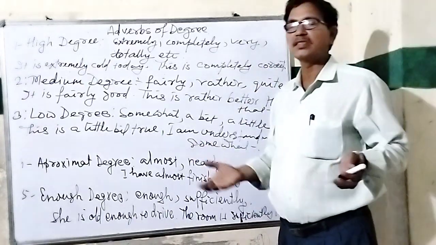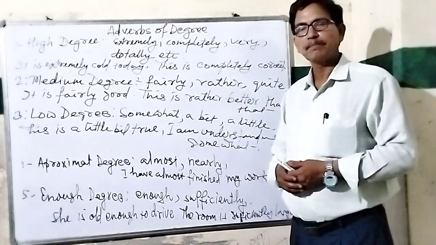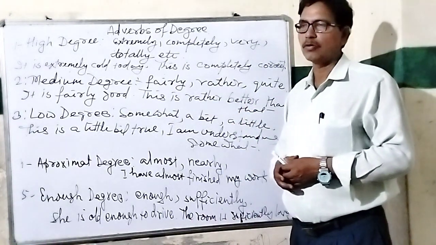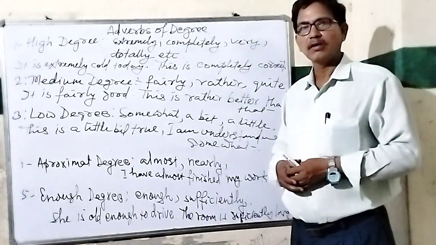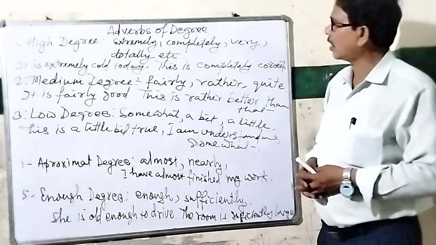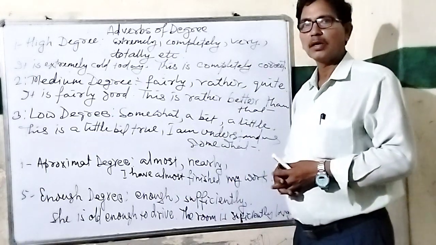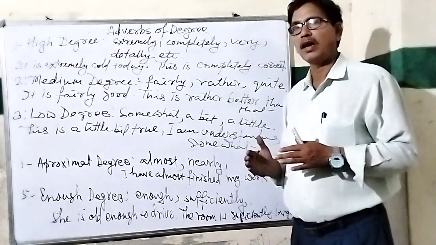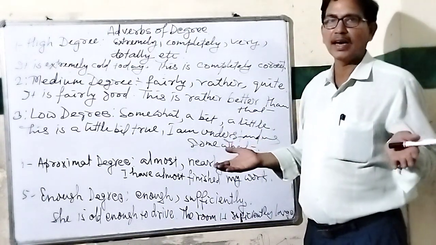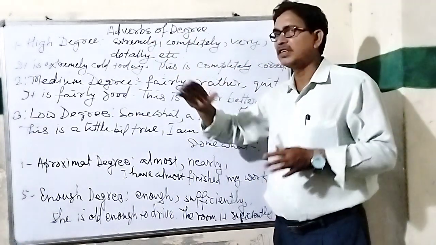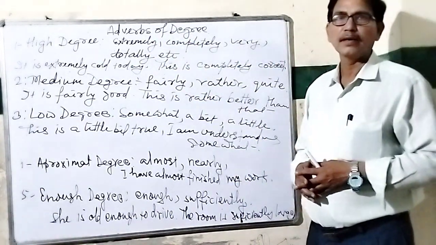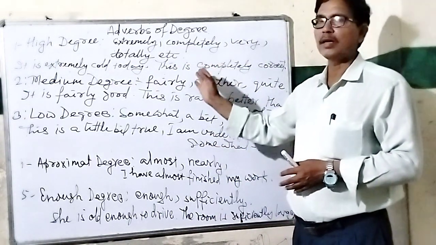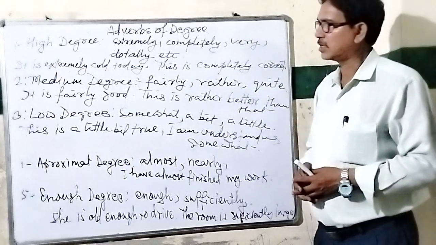So one by one we have discussed all the parts of speech, and in order to describe them we have seen noun, pronoun, adjective, and now we are trying to understand adverbs of degree. Adverbs are the words which modify verbs, adjectives, and adverbs. Adverbs of degree usually modify adjectives. Sometimes they modify verbs also, but they mainly describe adjectives.